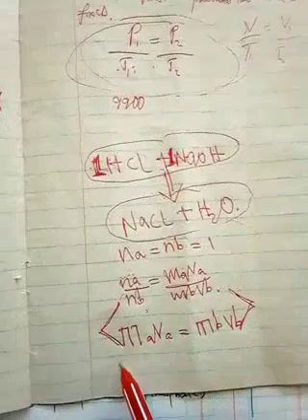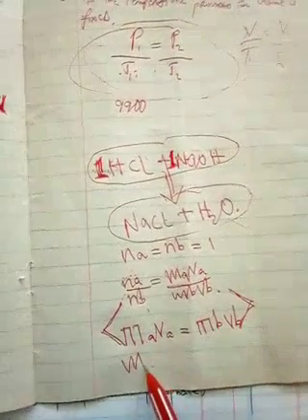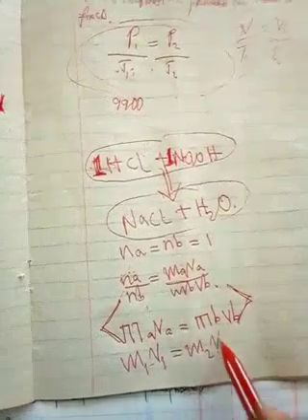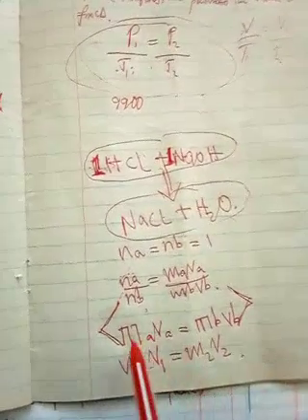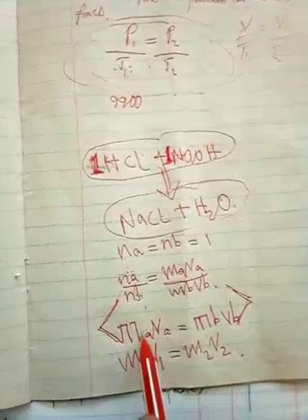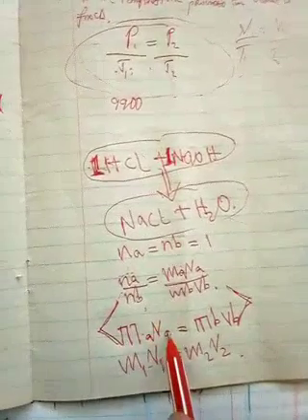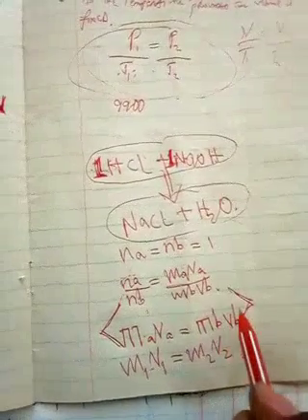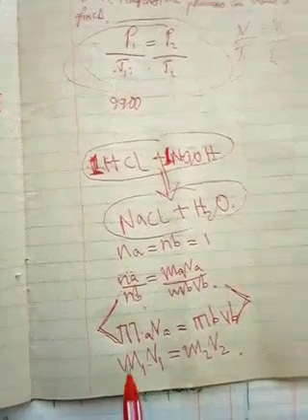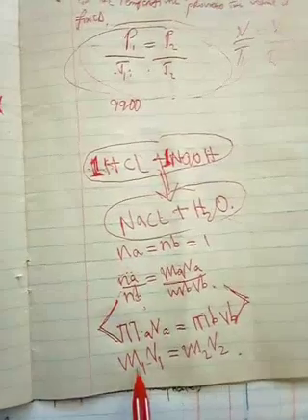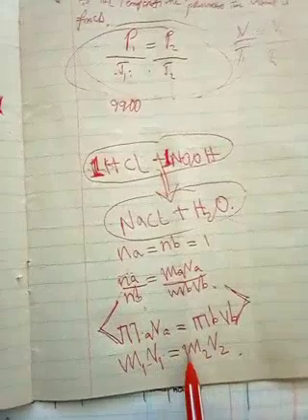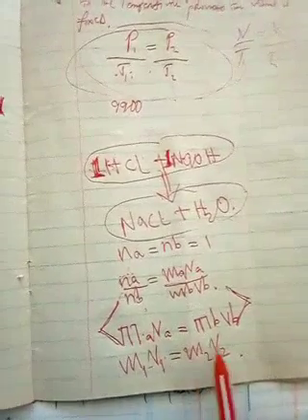But again, never confuse this formula with this one: M1V1 is equal to M2V2. Ma is the molarity of the acid. Va is the volume of the acid. Mb is the molarity of the base. Vb is the volume of the base. M1 is the initial molarity. V1 is the initial volume. M2 is the final molarity. V2 is the final volume.